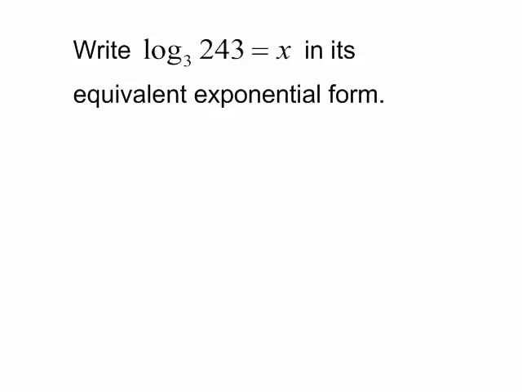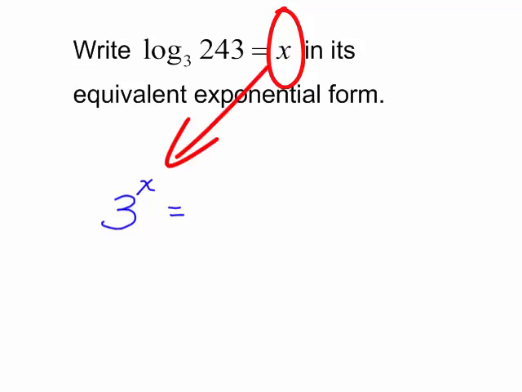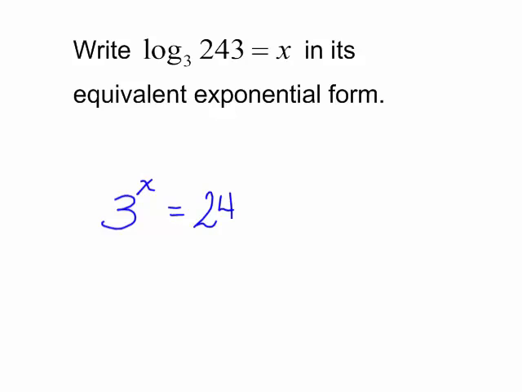Write log base 3 of 243 equals x in its equivalent exponential form. Log base 3, I will put my 3 in the base. My exponent, this logarithm is equal to x. X is my exponent, and that is equal to the argument, which is 243. I have written this in exponential form.